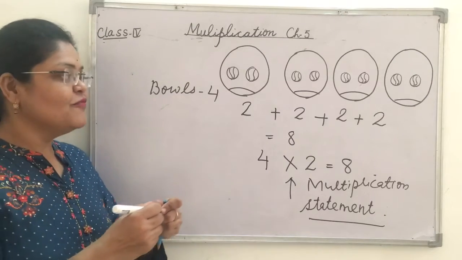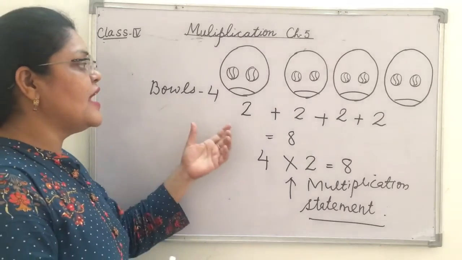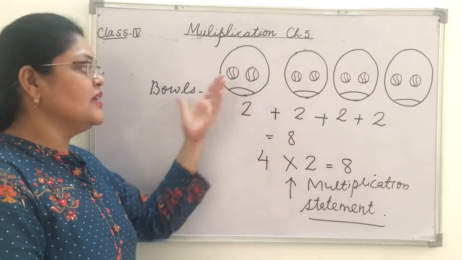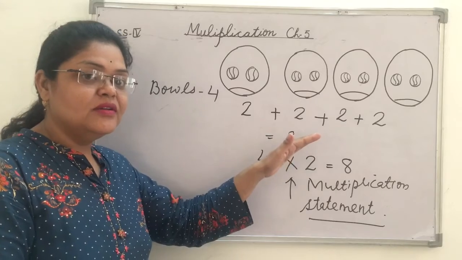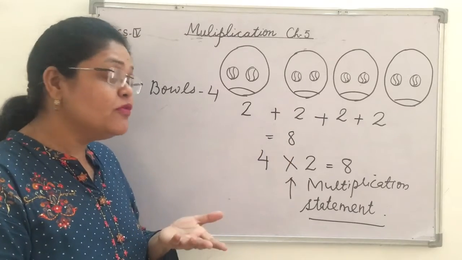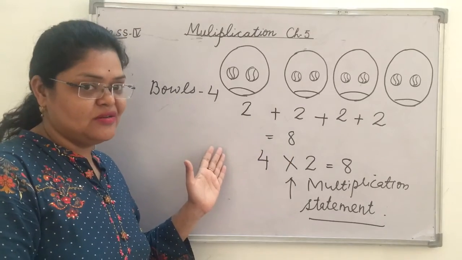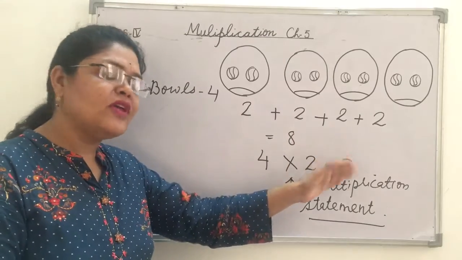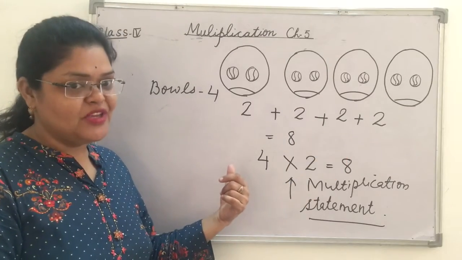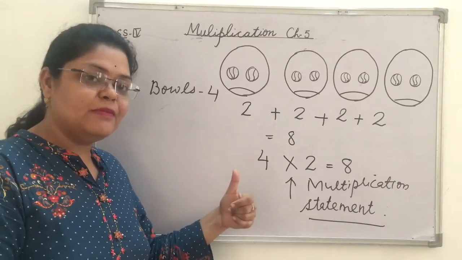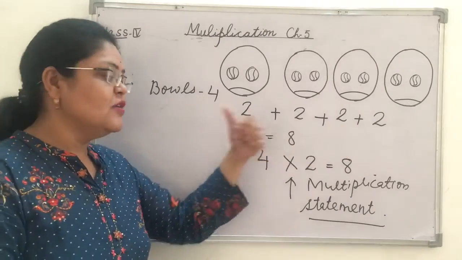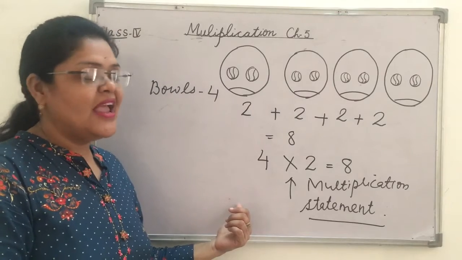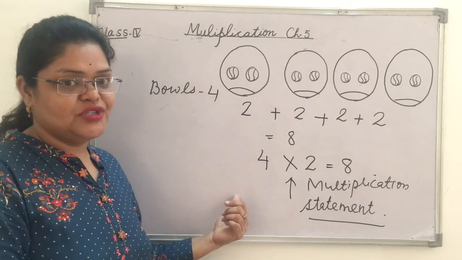So children, what we have learned is that when you add many times, like here we had 4 bowls and we added 4 times, to do it shortly, what will we do? We will use multiplication. Instead of adding many times, we will use only multiplication. This is the concept of multiplication. Instead of adding 4 times, we will just use the table and do the multiplication.